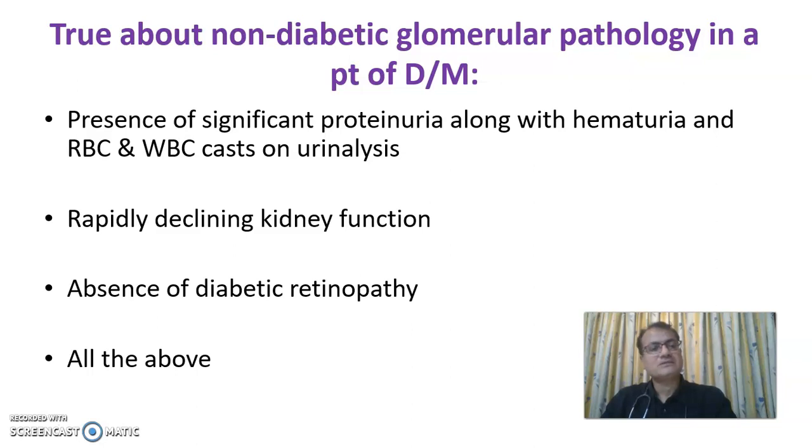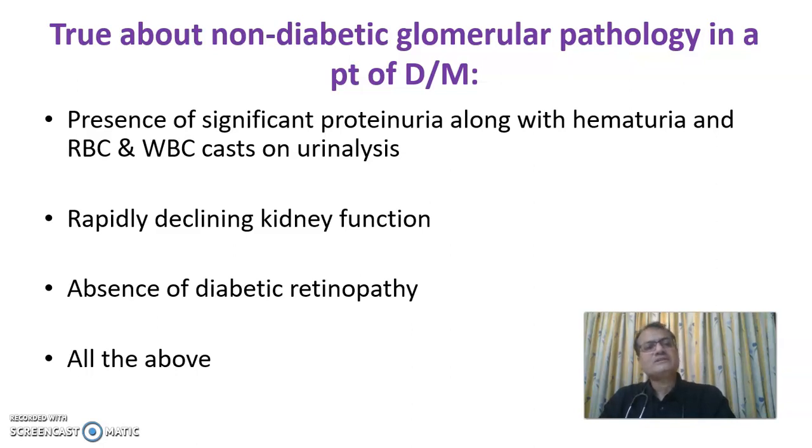The question reads, true about non-diabetic glomerular pathology in a patient of diabetes, right? So we all know that diabetes patients are predisposed to chronic kidney disease, and we often call this CKD diabetic nephropathy. If you recall, it is a glomerular pathology. What is the pathology here? The most common pathology here is diffuse glomerulosclerosis, right?